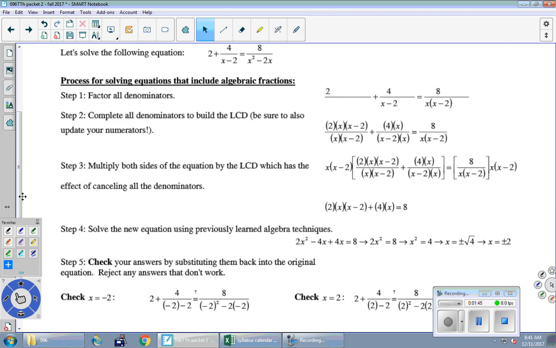Again, for the first time in 4 classes now, we have an equation. Everything we've been doing in the last 3 classes was expressions. Okay, so here's the technique. We are going to factor all of the denominators. The first fraction, well, it's just a 2, and the denominator is 1. There's nothing to do there.